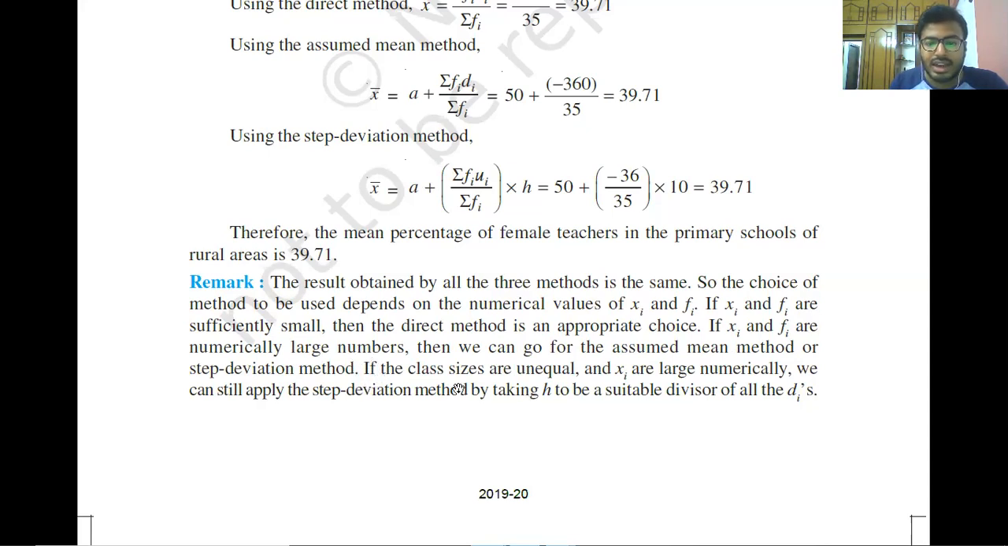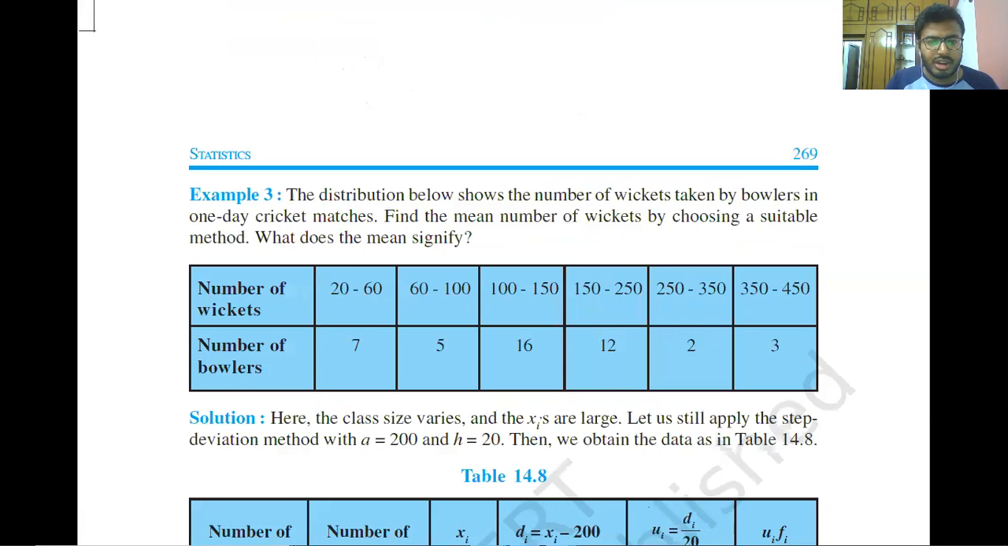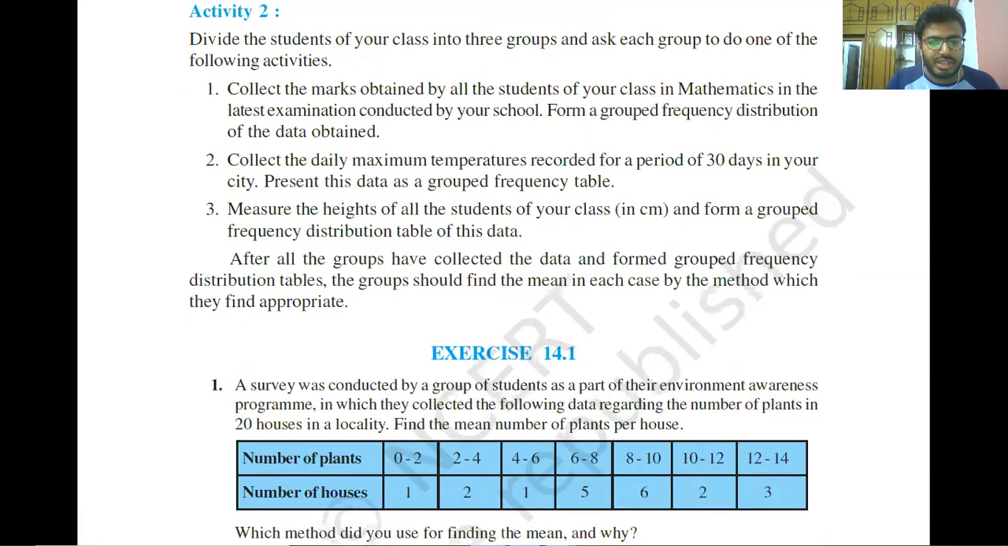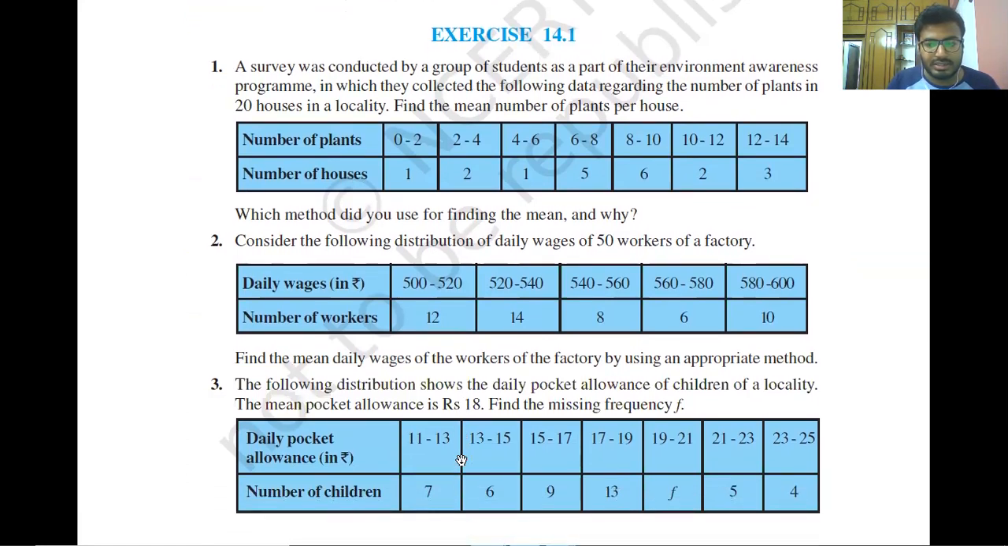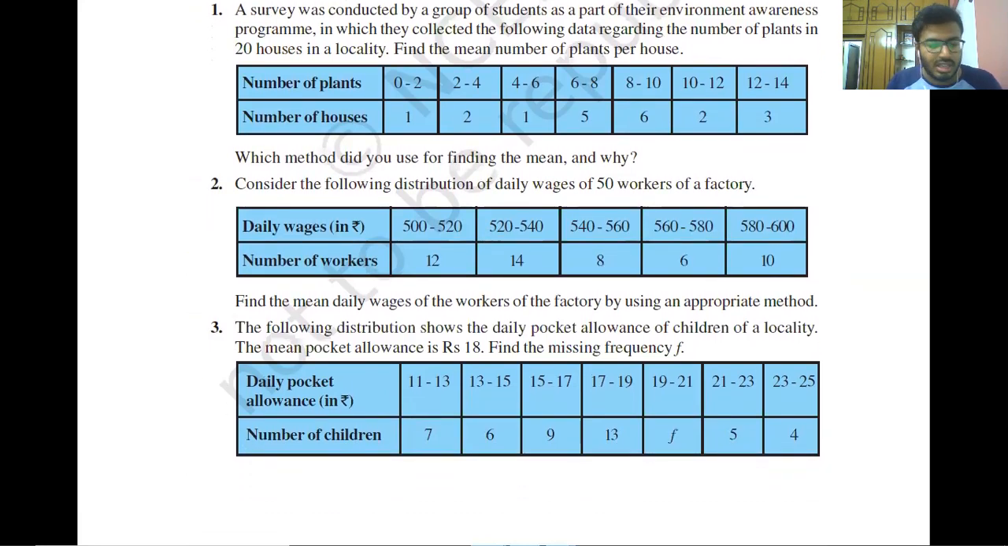Okay, now from here it is a different topic. If the class sizes are unequal, we'll discuss that the next day. Now the third example, we'll discuss it later on. Going to the exercise. See, in the exercise you have to do question number 1, question number 2, question number 3. See question number 3, before going to the missing frequency, I'll show you one example of how to do it.